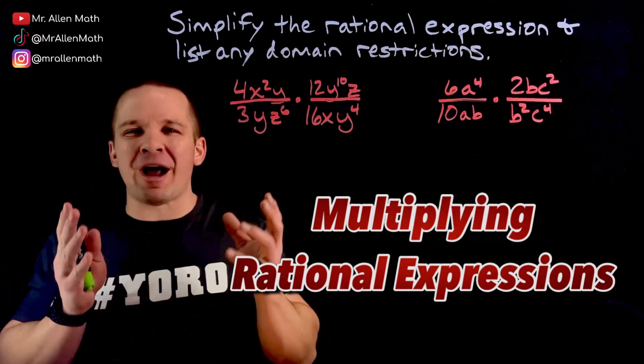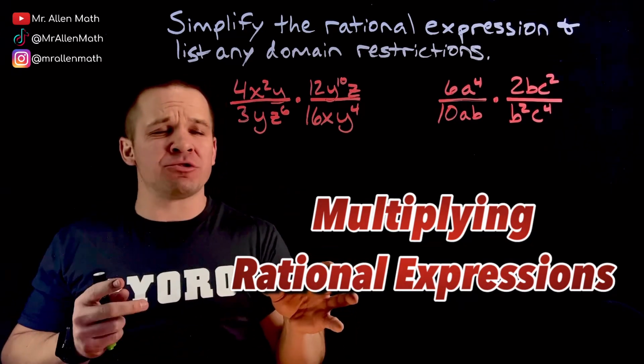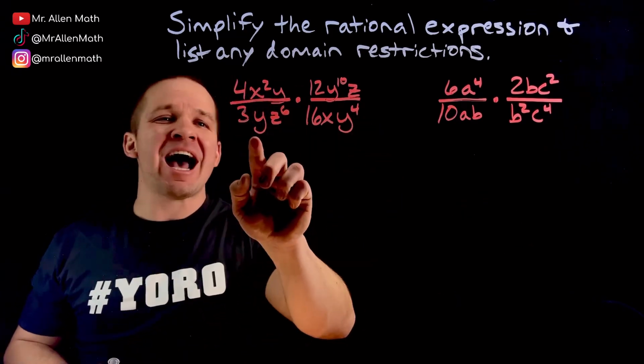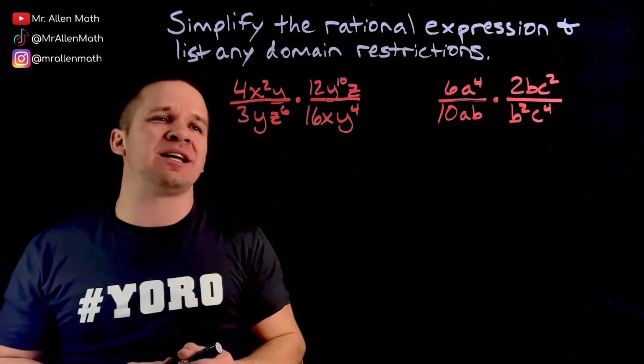We're about to simplify the rational expressions and list any domain restrictions. Now, for my domain restrictions here, since this is all multiplication, I just can't have 0 for my x, for my y, and for that z. I'll list it at the very end.